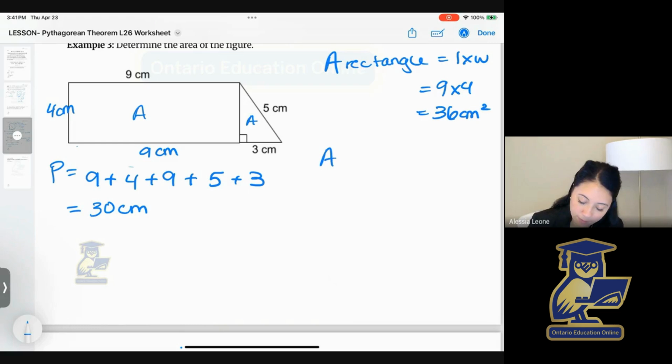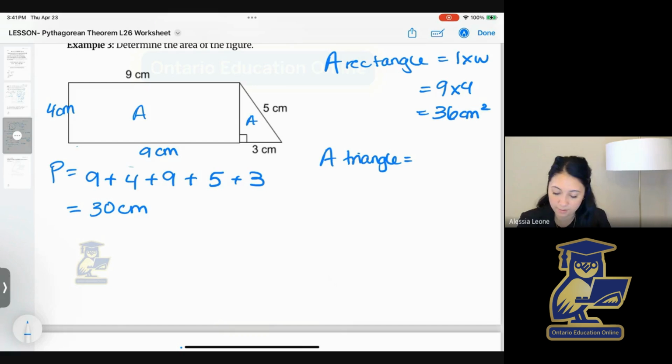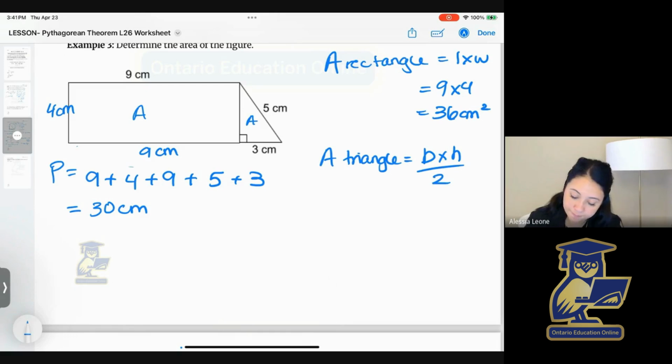And now we have area of a triangle. That will be base times height. Let me find my paper, one paper fell over here. Base times height divided by 2. So our base is 3 times, and we know our height is 4, times 4 divided by 2. 12 divided by 2, 6 centimeters squared.